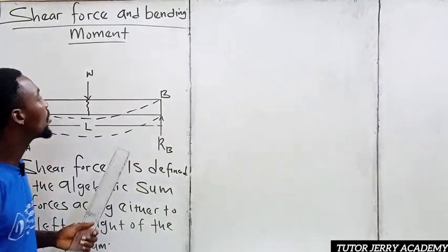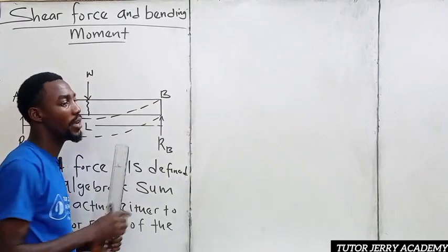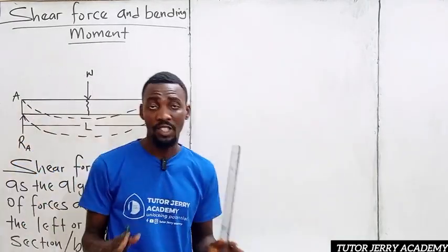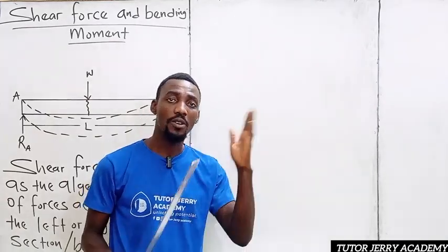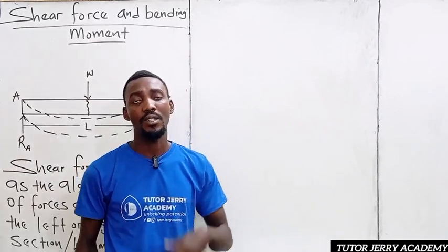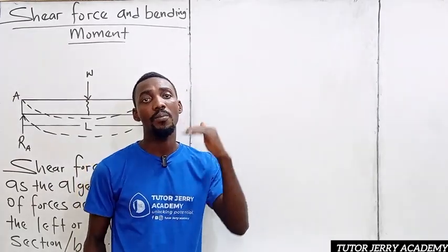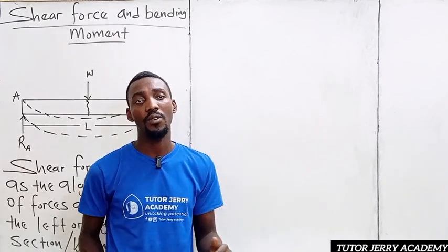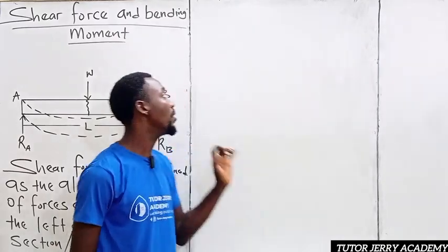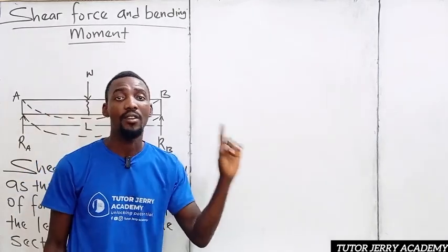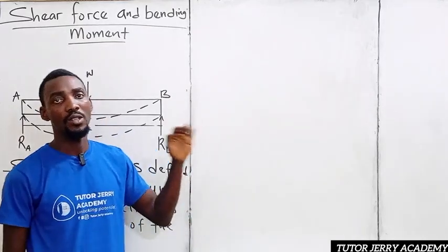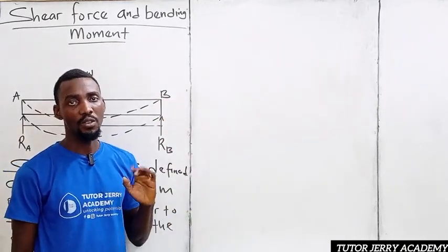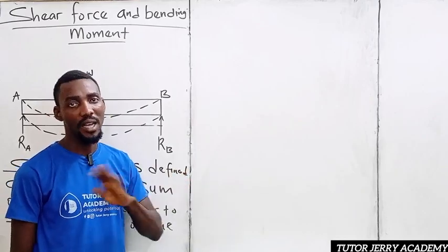So for us to calculate the shear force, we are going to be using a sign convention. You can either say let your upward force be positive and your downward force be negative, or you can say let your upward force be negative and your downward force be positive. But I always stick to one sign convention. I always go with my upward force to be positive and my downward force to be negative, both for my moment and for the shear force.